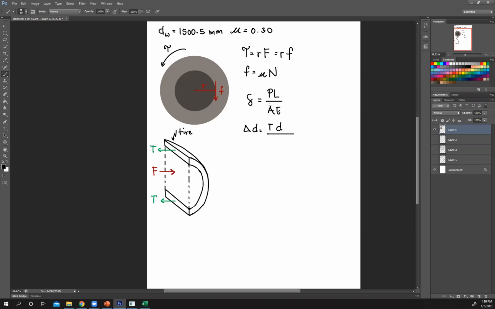Change in diameter equals T, original diameter length, over, and what's this area? This is your area. That is what's deforming: the cross-sectional area of your circumference. Again, what's actually changing is circumference. Actually, let's write that so that you can see clearly. An equation for circumference is just pi d. So your circumference is this. The cross-sectional area would be this.